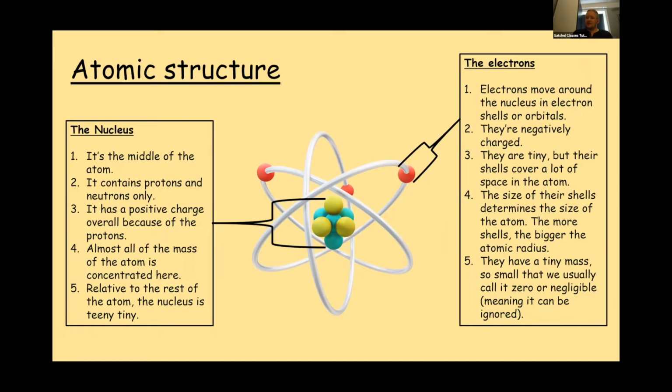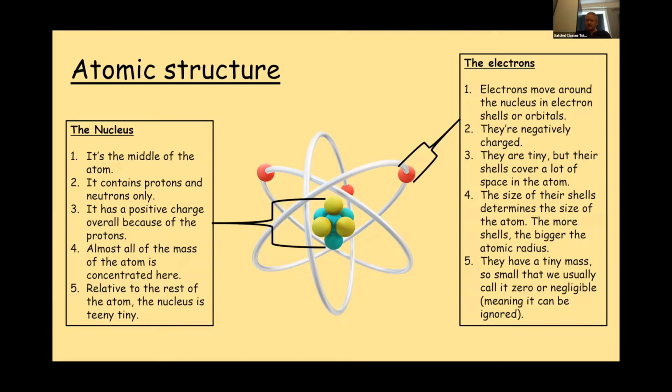The electrons themselves then. Electrons move around the nucleus in electron shells, or what we call orbitals. They're negatively charged. They have the opposite charge to the nucleus. And it's this negative charge being attracted to the positive charge that prevents the electrons from careening off and away from the atom. They are tiny. They're very, very small in comparison to the atom's nucleus, in comparison to the protons and neutrons, but their shells cover a lot of space inside the atom.